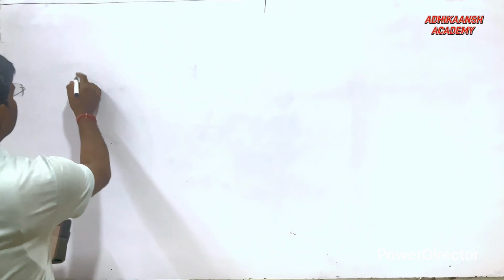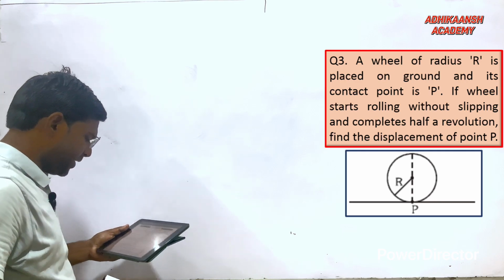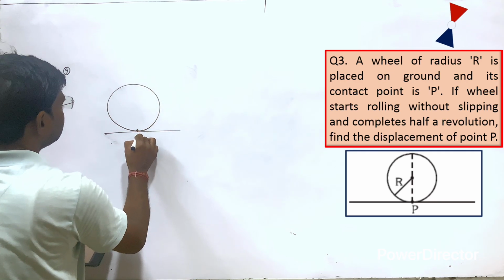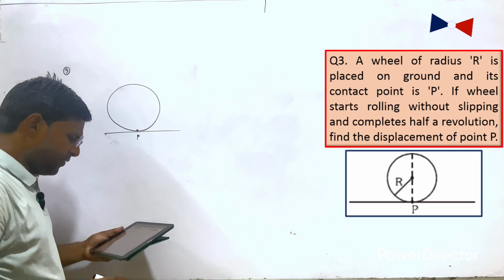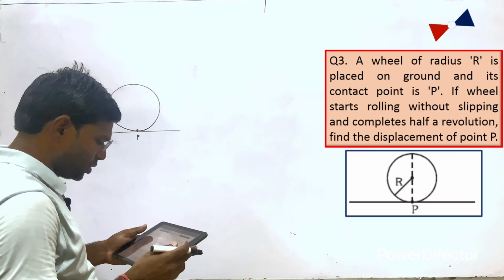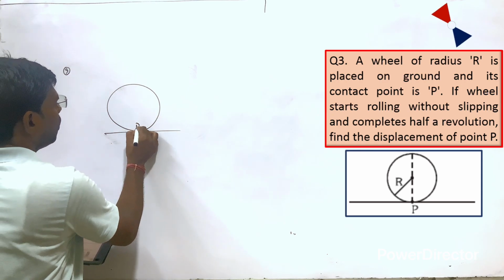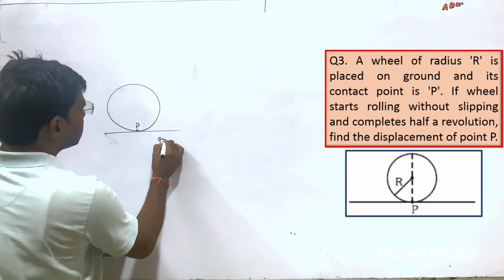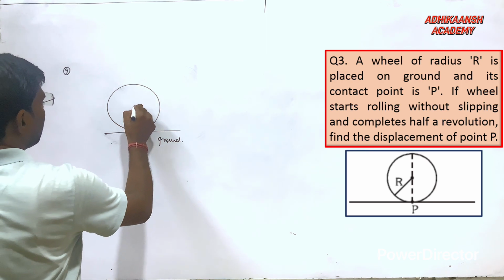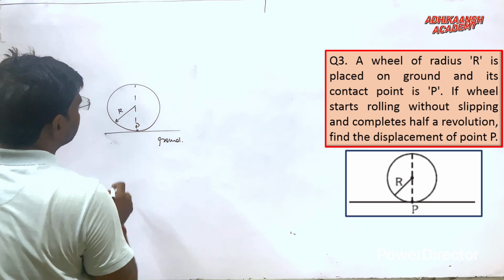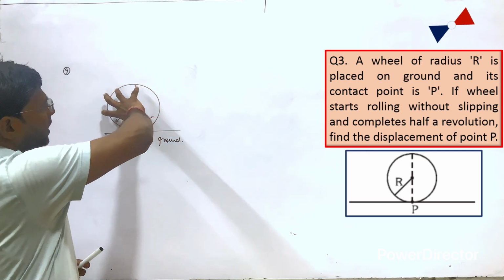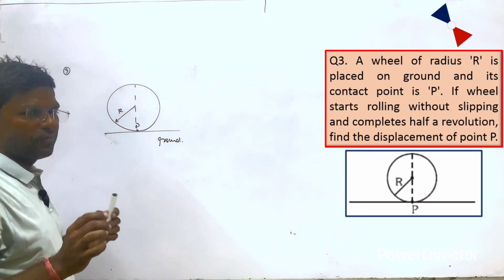Okay, in the next question, there's a wheel of radius r, right? This is the wheel of radius r, and this is the point P over there. If we start rolling without slipping and complete half a revolution, find the displacement of this point P. Suppose this is the ground, and the radius capital R is given in the question, right? So you have to find the displacement of this particle P when it completes the half revolution.